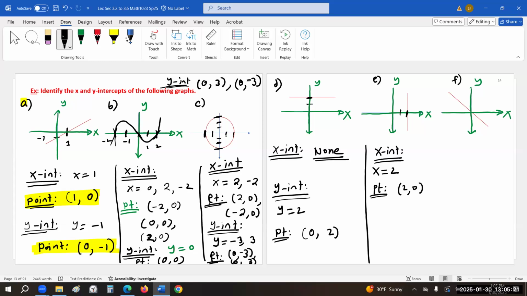And the y-intercept. What's the y-intercept for our E? None, because we're not crossing. We're not touching the y-axis at all. How can we have anything? So it's none.